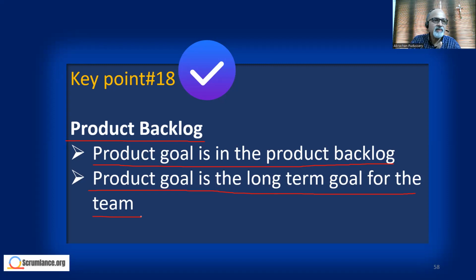You may start with one product goal, and the product will pivot during the course of development. The product owner may see better opportunities for the product. So the product goal may change during the course of the development of the product.